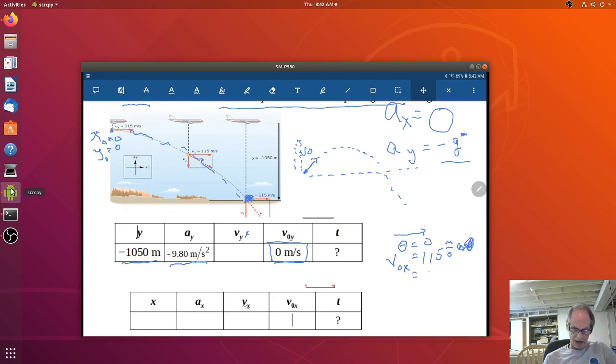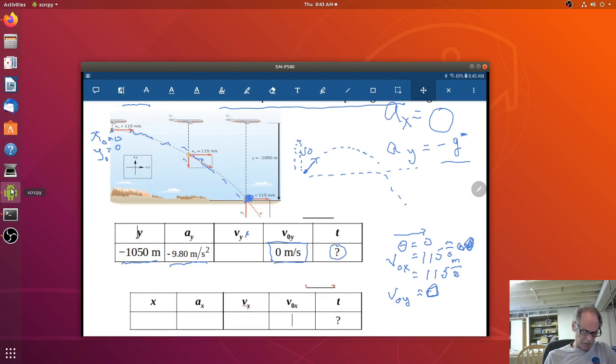So v0x, this initial velocity, is totally in the x direction. I didn't need my equation to do that. I can just look at it. The initial velocity in the y direction is equal to 0 in this problem. That's equal to 115 meters per second times the sine of 0. Well, the sine of 0 is 0. And the time is what I'm looking for.